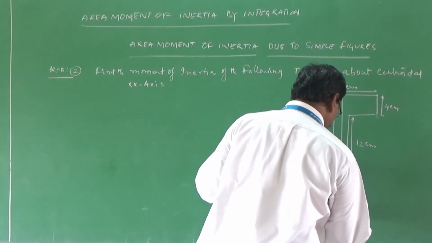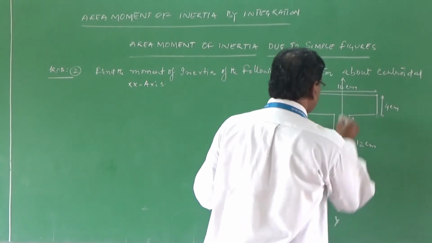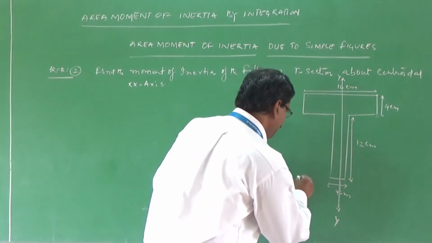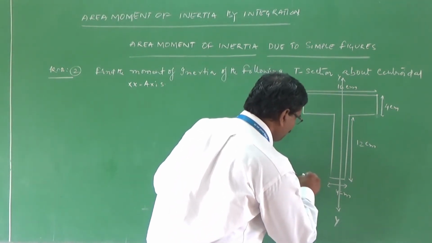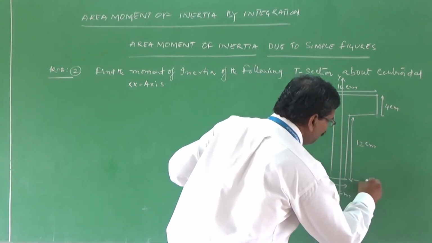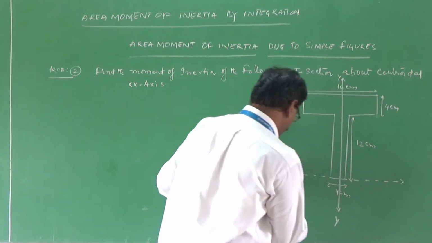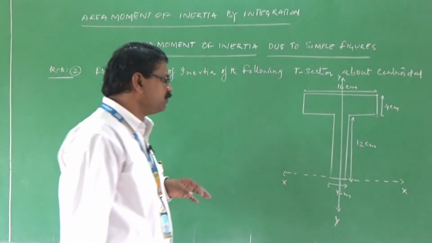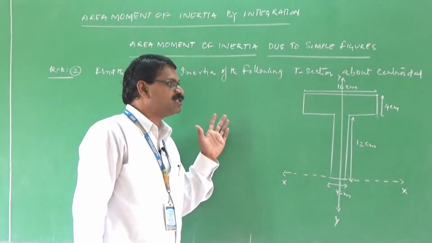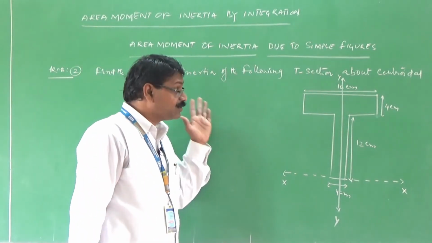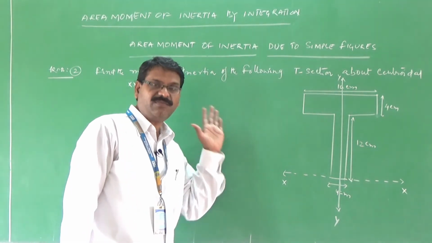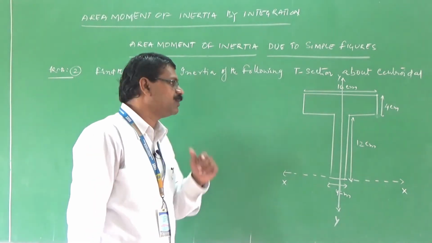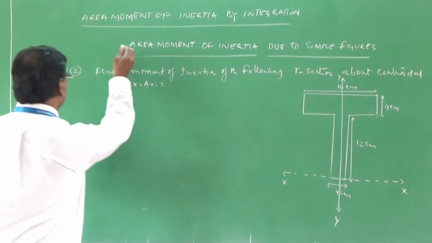This is the y-axis and this is the x-axis. I am checking the property of symmetry of this T section. So my given T section is symmetric to the y-axis. When you confirm that the given T section is symmetric to the y-axis, x bar is equal to how much? 0. That we have to write first of all.